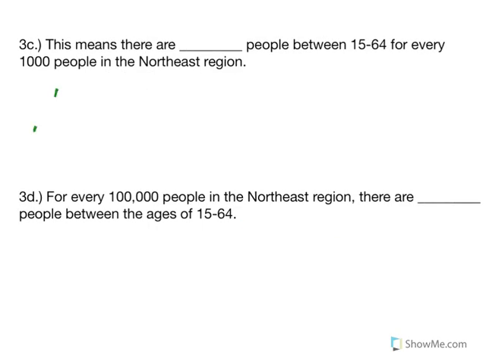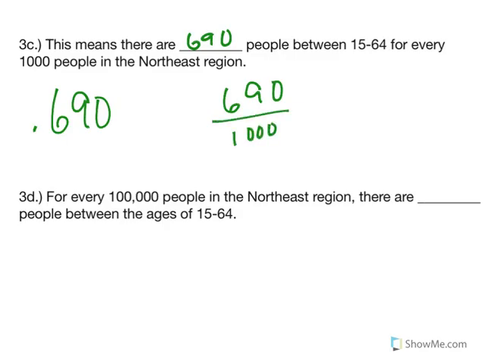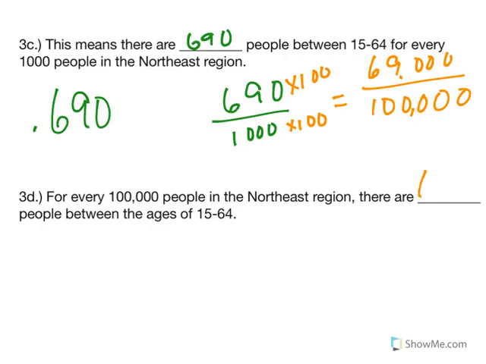Again, we are dealing with 0.690. That's already in thousandths. So there would be 690 people out of every 1,000 that are between 15 and 64. And again, if we're talking about over 1,000, multiply by 100 to get that to be 100,000. So if I multiply this by 100, I would end up with 69,000. So that's how we get the answer for part D. Out of 100,000 people, 69,000 of them will be between the ages of 15 and 64.